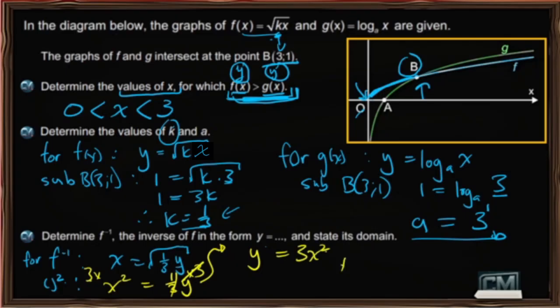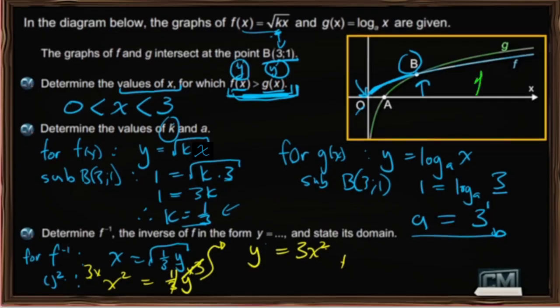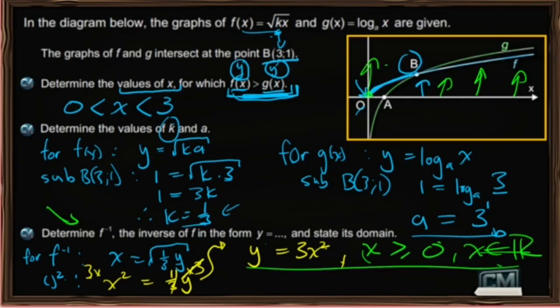Now, how do we state its domain? Well, we have to look at the range of the original function, and we can see that it exists above the x-axis from the point 0, of course. Now, if that is the range, then of course the domain now takes that, so it means that x is greater than or equal to 0, and x is a member of the real values. So that answers that question.